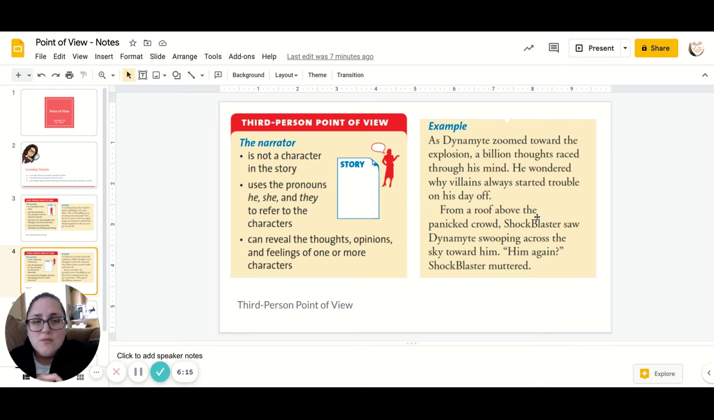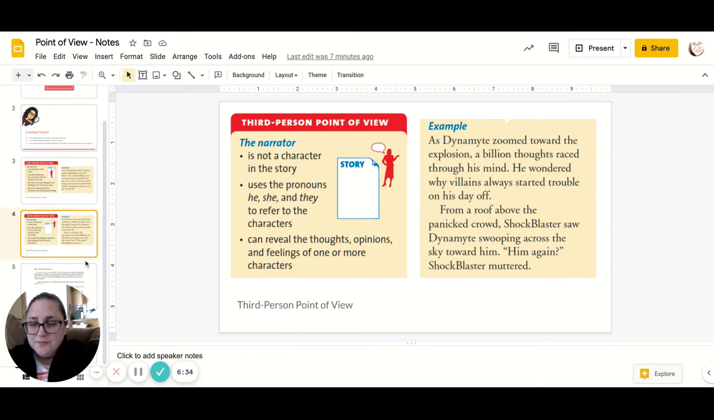So it's not necessarily from Dynamite's point of view, because he wouldn't have been able to hear Shock Blaster mutter that as he's swooping towards him. And Shock Blaster, there's no way that he could know what Dynamite is thinking. And so we know it's third person point of view because of those separate thoughts that we get to hear.